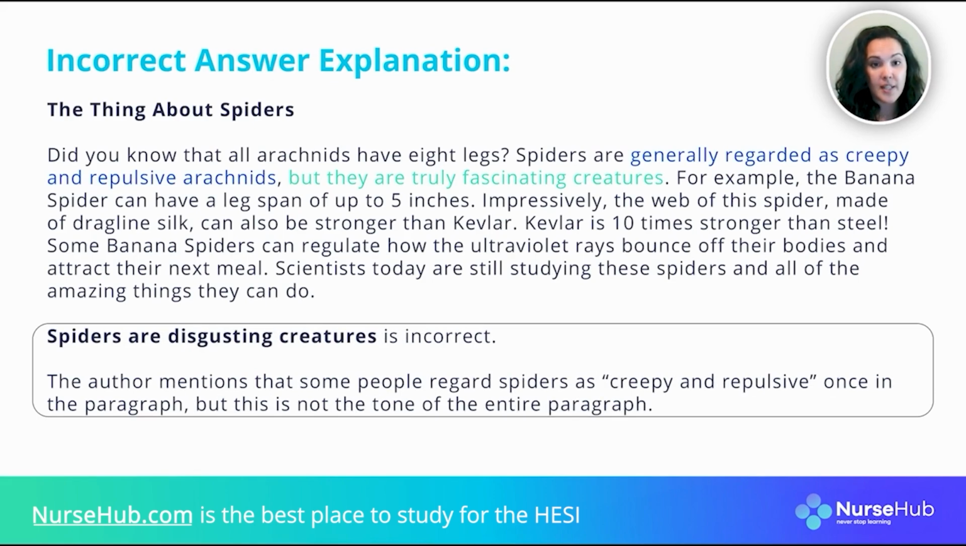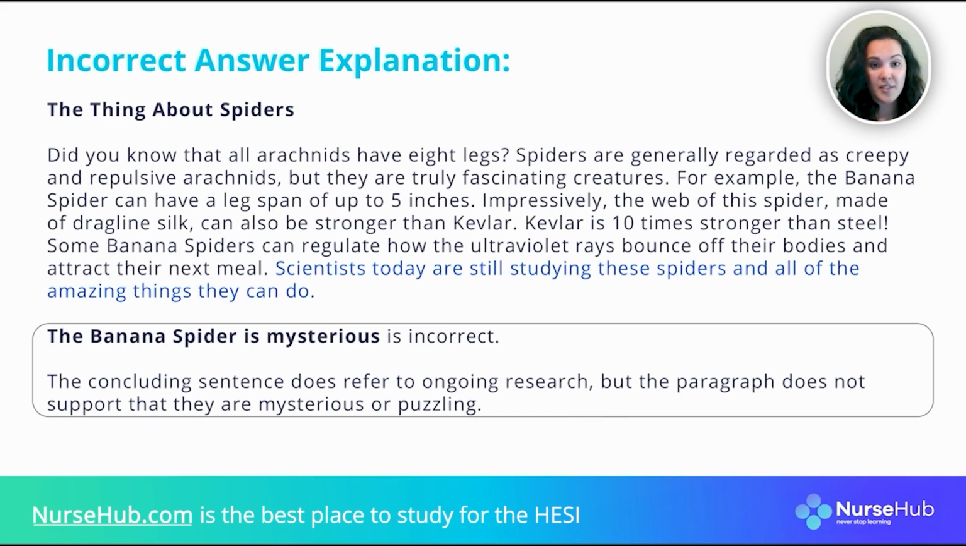Here's our first incorrect answer explanation. Spiders are disgusting creatures. It's just incorrect, y'all. The author mentions that some people think that spiders are creepy and repulsive once in the paragraph, but then throughout the paragraph, they use positive words to describe spiders and think that they're intriguing. So this answer is incorrect.